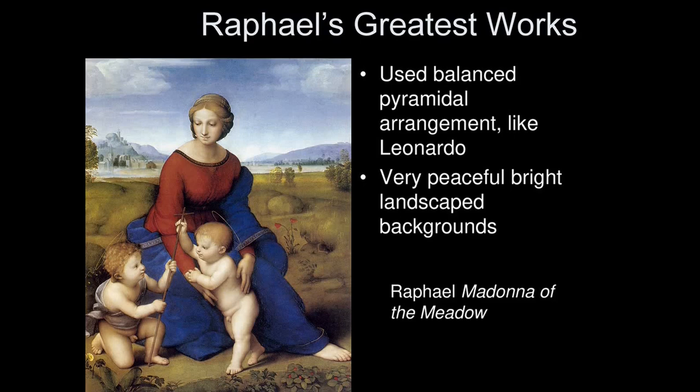So Raphael's artworks have some special features. He used a balanced pyramidal arrangement like Leonardo. Also, his compositions are very peaceful, with bright landscapes on landscaped backgrounds as usual. Here, for example, we can see his artwork Madonna of the Meadow.